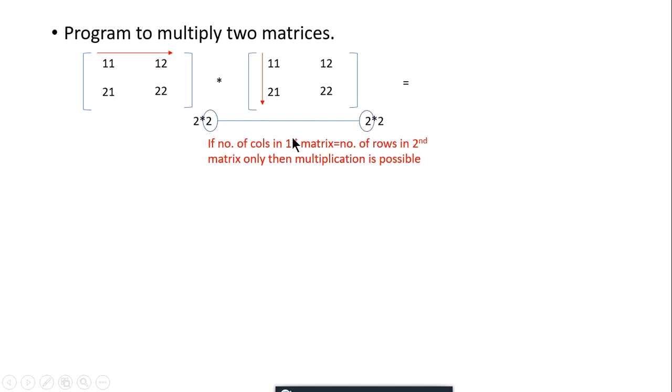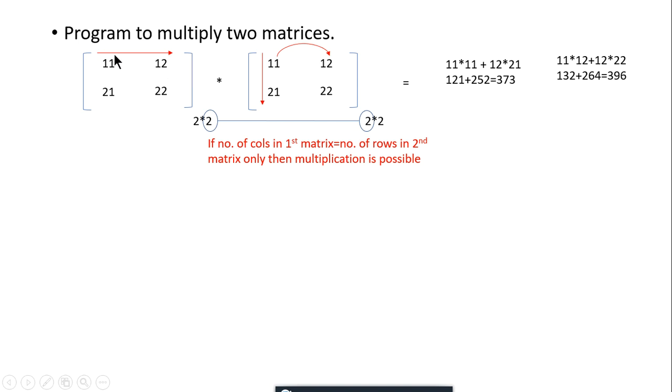Okay, now how will the multiplication be performed? The element will be picked from the first matrix row wise and from the second matrix column wise. So 11 will be multiplied by 11, then we'll put a plus sign and we'll multiply the second element of the row, that is 12, with the second element of the column of the second matrix, that is 21. So 11 multiplied by 11 and then 12 multiplied by 21 will result in 373.